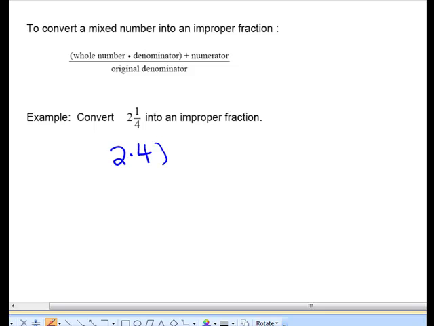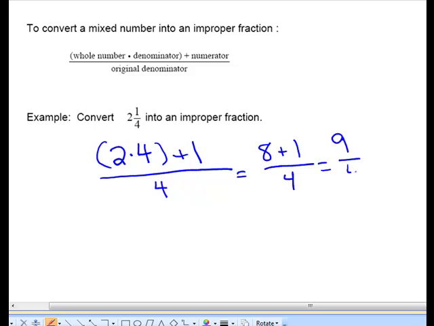After you do this once, you won't have to write these steps. So 2 times 4 is 8 plus 1 goes back over the original denominator. Gives us 9 over 4. So 2 times 4 is 8 plus 1 is 9 over 4.